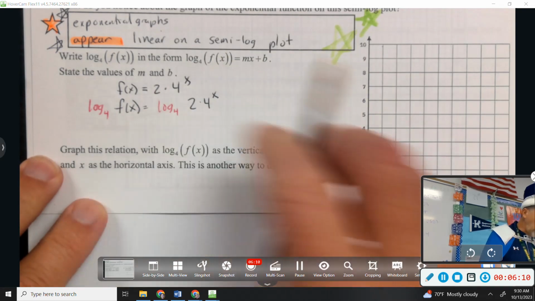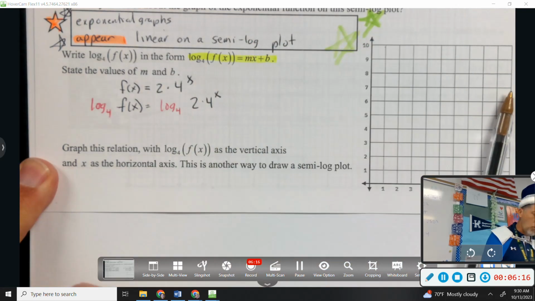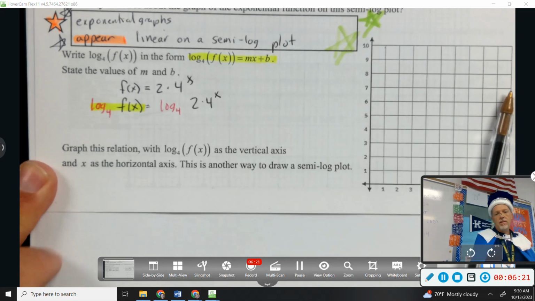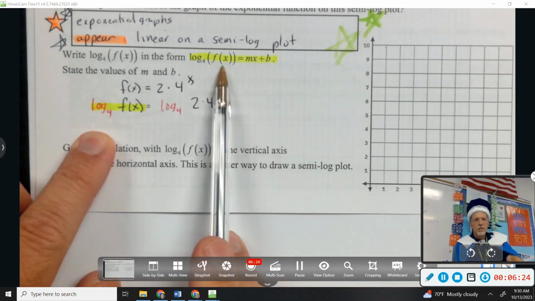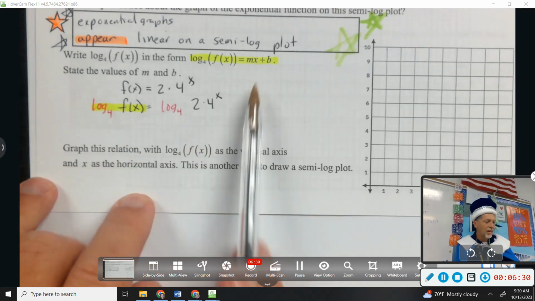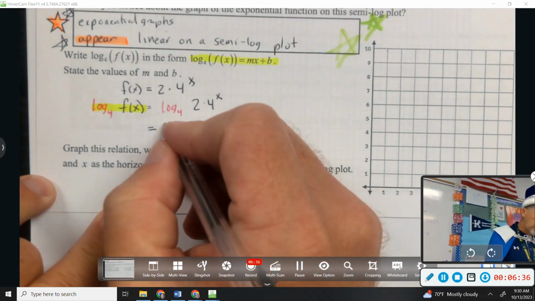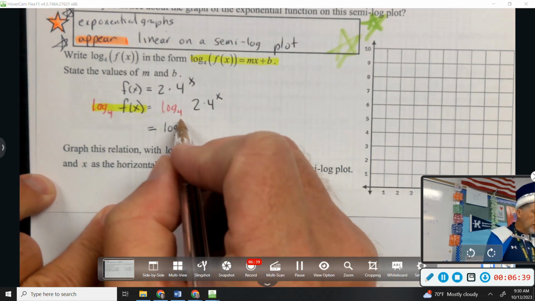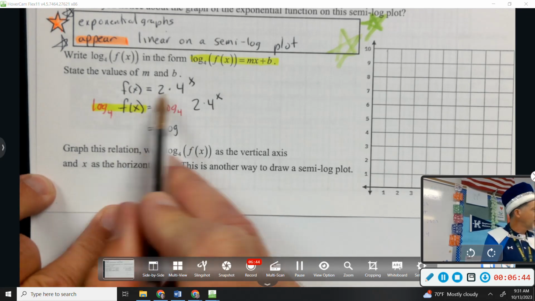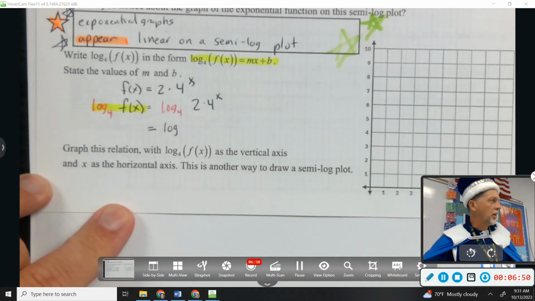Okay, and I'm trying to match up, right? It says put it in this format, so I'm trying to match that form. So I've got the left-hand side done. The left-hand side looks like it's supposed to look. Now I'm supposed to somehow mess with the right-hand side so that it looks like that. This would be log properties. If I raise it to the 4, that would be okay, but it would put me right back to here. So it wouldn't be wrong, it would just be spinning my wheels, going in circles.